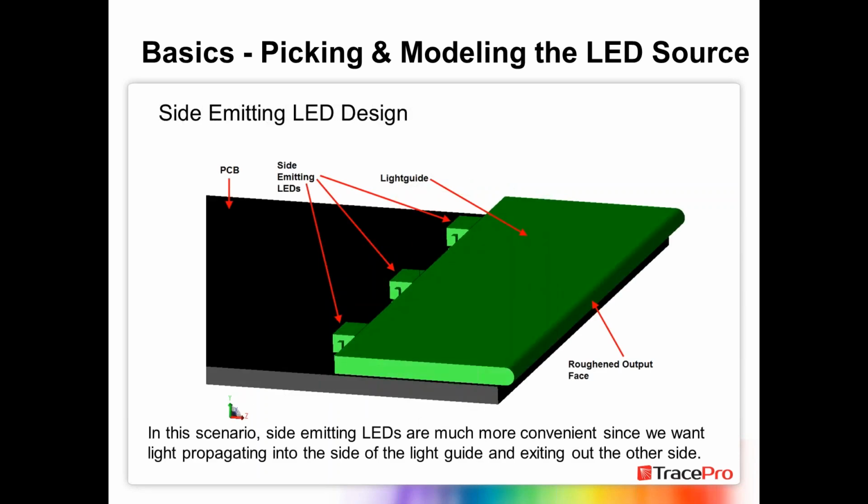What happens if we have a side emitting type setup where we want to put light out where it goes from the left to the right and it comes out that roughened output face we see on the right-hand side there? Well, in this scenario, we've got 3 LEDs. There are some areas that we want to overlap with the LEDs so we have even uniformity across it.